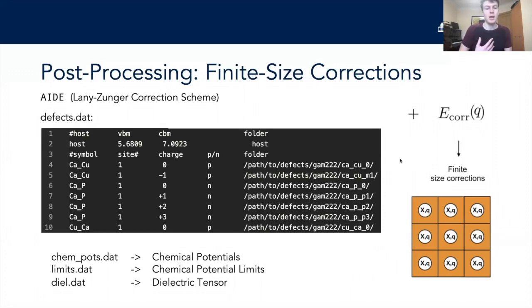from which AID can parse the results and determine the charge correction, so the potential alignment and the defect point charge correction. In addition, you need to provide the chemical potentials in the chempots.dat file, the chosen chemical potential limits in your limits.dat file, and then also the dielectric tensor in the dial.dat file, which goes into the calculation of the image charge interactions. You then run the AID loader command, and it will parse the calculations and determine these finite size corrections.